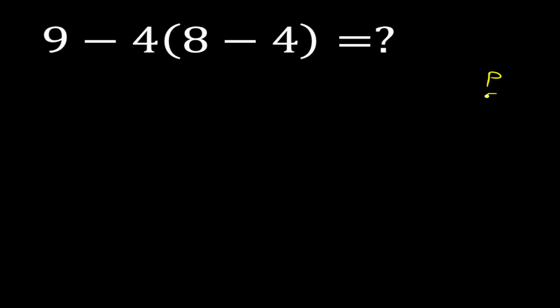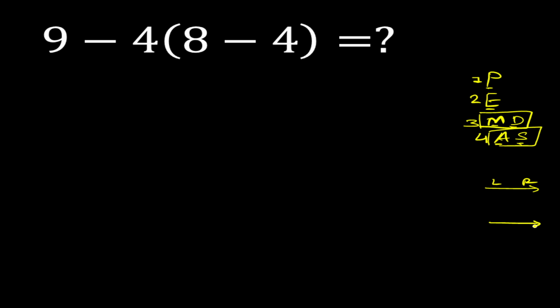PEMDAS. According to PEMDAS, first priority is parentheses, second priority is exponents, third priority is multiplication and division. Here multiplication and division both have equal priority, so we have to solve it from left to right. Then fourth and last priority is addition and subtraction. Also addition and subtraction both have equal priority, so we have to solve it from left to right.